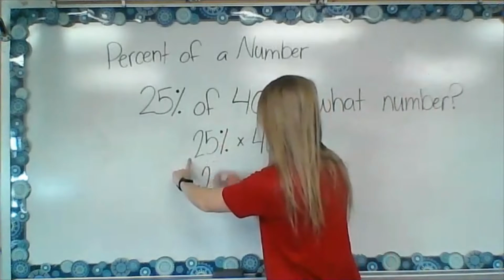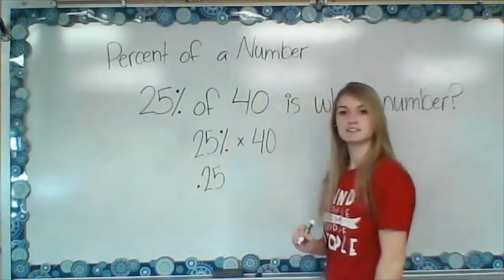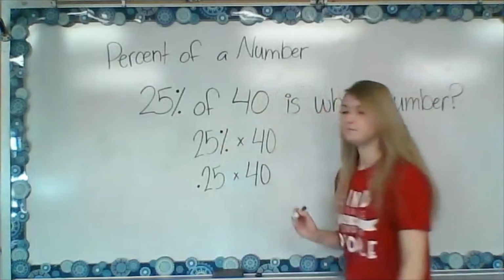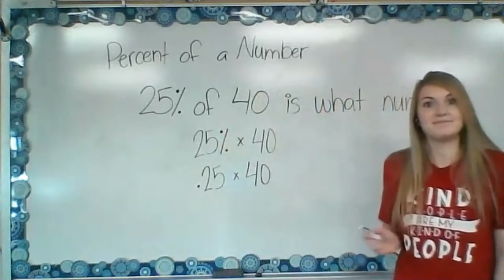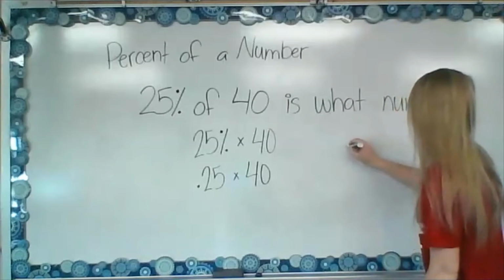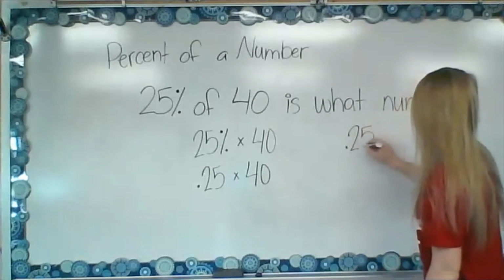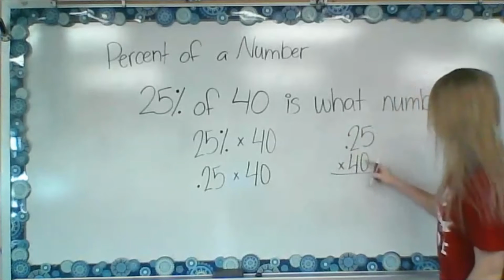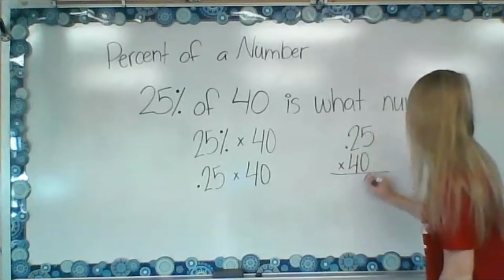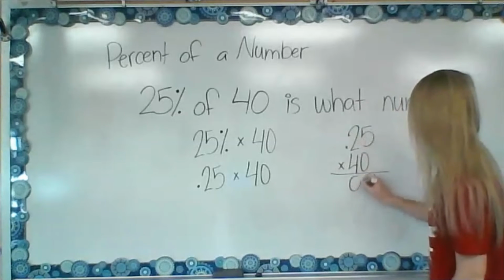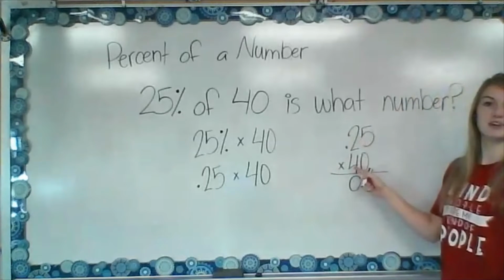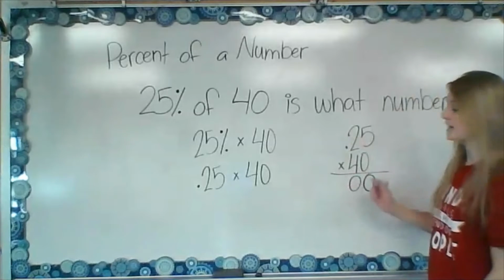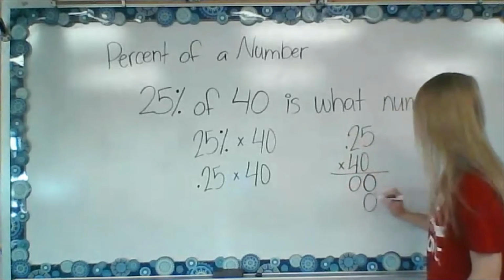So I have 25 hundredths times 40. And then we just multiply off to the side, which you're already so good at. 0, well, this is 0. So times 5 is 0, times 2 is 0. And now this time I've got another number. So if you remember right, we do a second row, and then we have to put a 0 here to hold that spot.